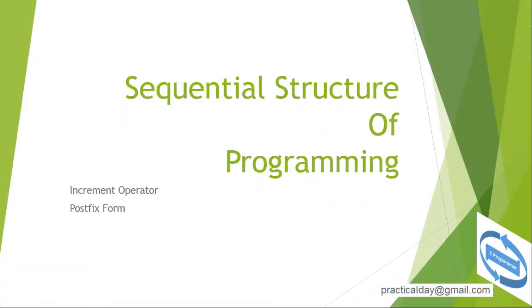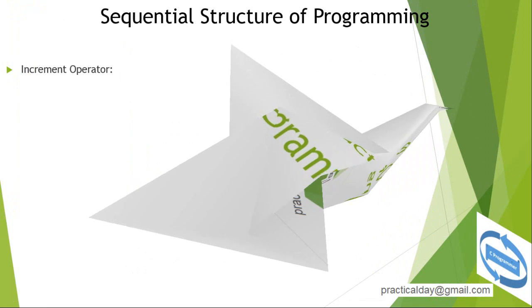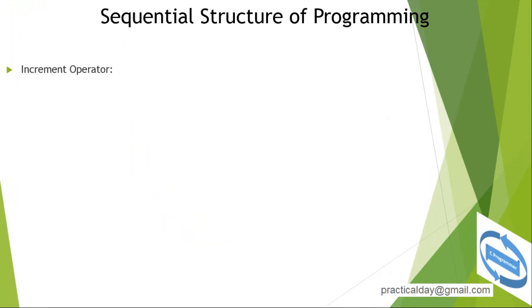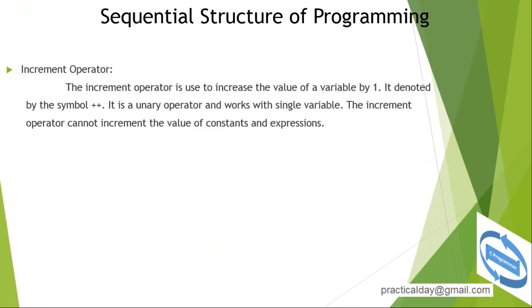Today in sequential structure of programming we discuss the increment operator and the postfix form of the increment operator. The increment operator is used to increase the value of a variable by 1. It is denoted by the double plus sign. The increment operator is a unary operator because it works with a single variable. It cannot increase the value of a constant or an expression.